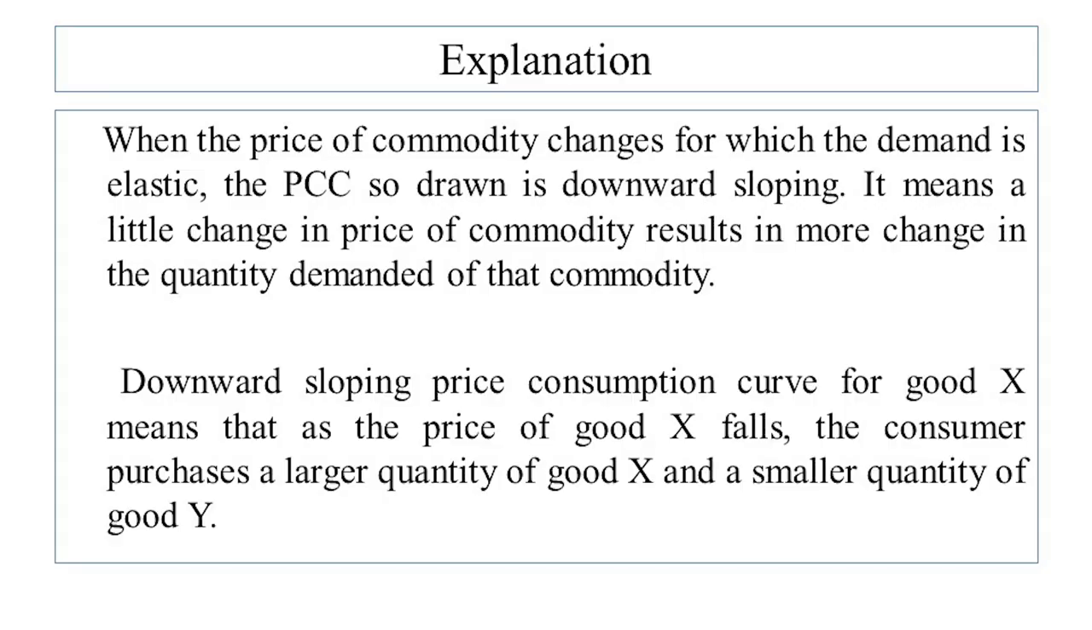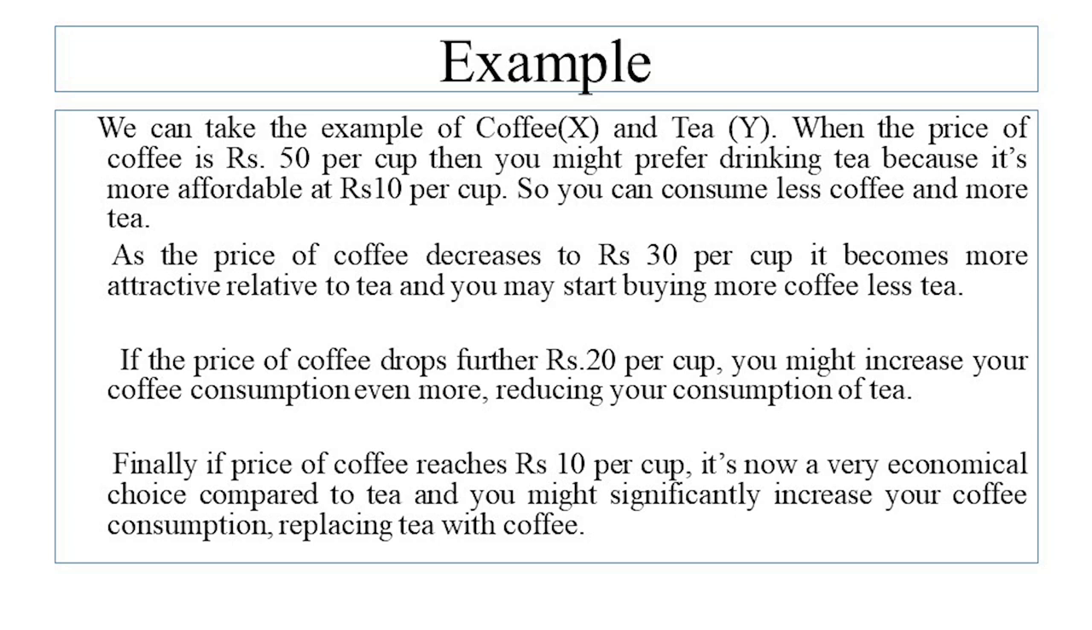When the price of a commodity changes for which the demand is elastic, the price consumption curve so drawn is downward sloping. It means a little change in the price of the commodity results in more change in quantity demanded of that commodity. Here we can take the example of coffee and tea.